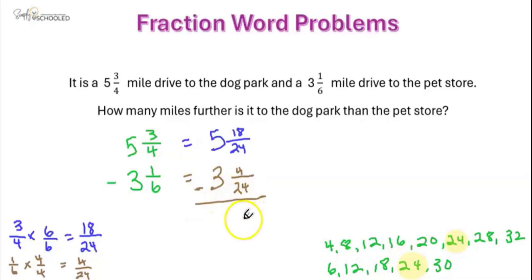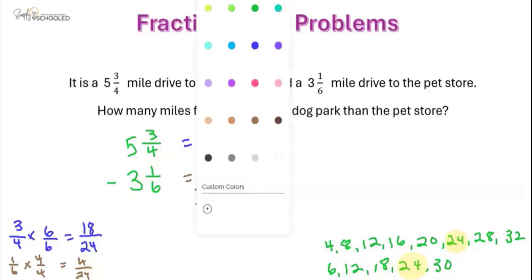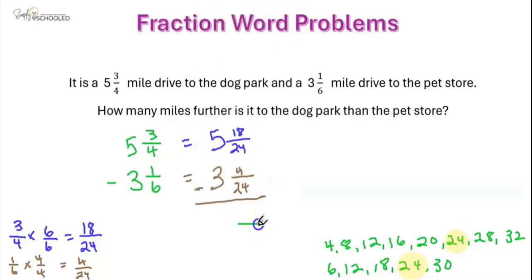And we are subtracting. So just like subtracting whole numbers, we want to start over here with the fractions first. We have 18 over 24 minus 4 over 24. We know our denominators stay the same, and we subtract the numerators. So 18 minus 4 is 14. 5 minus 3 is 2. So here's our answer: 2 and 14 over 24.